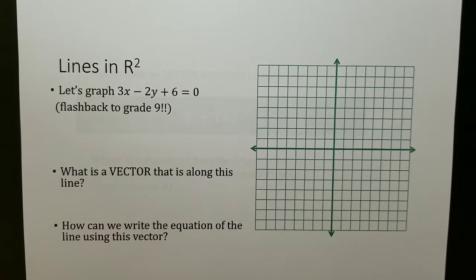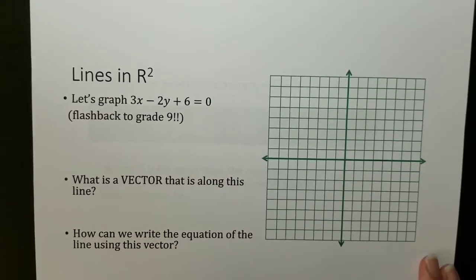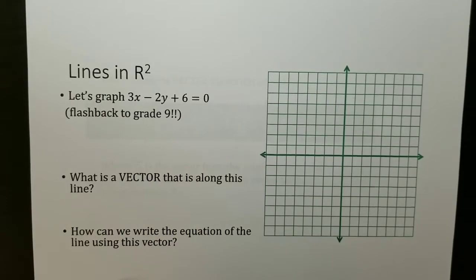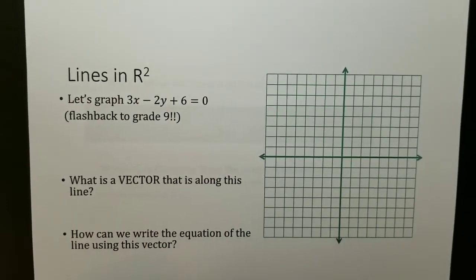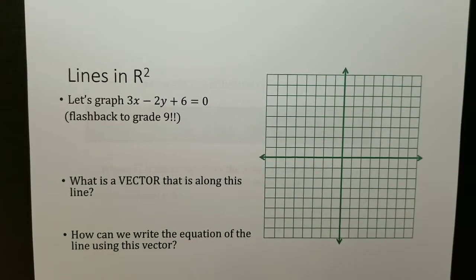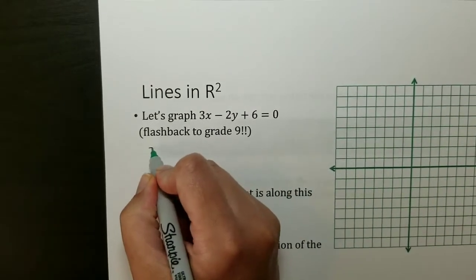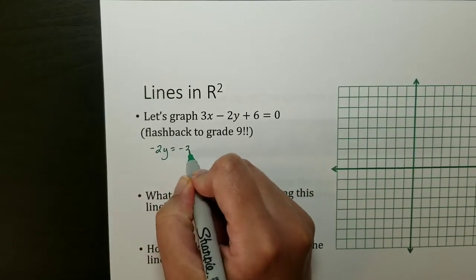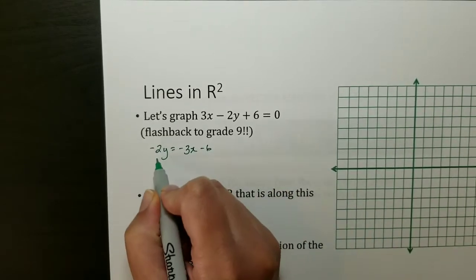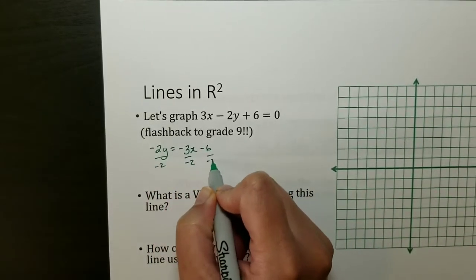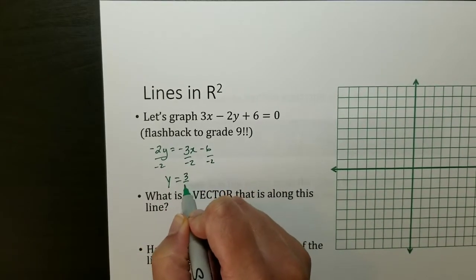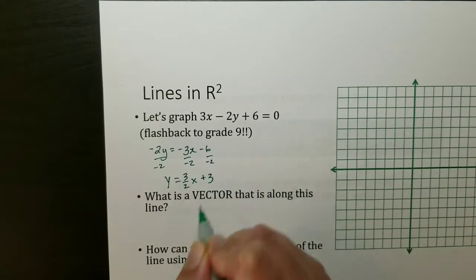So let's just start with graphing this line. 3x minus 2y plus 6 equals 0. So this, just using any method that you know from earlier grades. Maybe you want to find the intercepts. Maybe you want to put this in y equals mx plus b. We could do either method here. So negative 2y equals negative 3x minus 6. And then dividing by negative 2 all the way across, we get y equals 3 over 2 x plus 3.